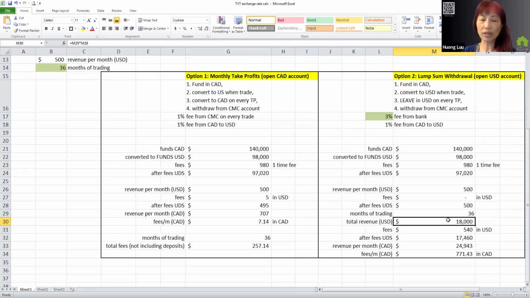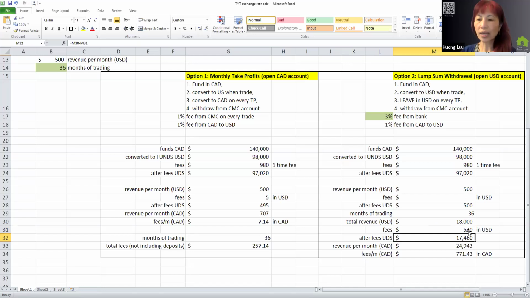Okay, so I'm going to show you what that looks like when we go up to, say, 50 take profits a month. How realistic is that? It could be. I've been hearing people get anywhere from around 25 to 40 take profits, depending on how they operate their program. So at 18,000 US, at that point we would pay a one-time fee. We're going to take $18,000 out of the account, and the bank is now going to charge us 3%. I put 3% here as a minimum. So the bank's going to charge us $540. After our fees, we get 17,460 in US.